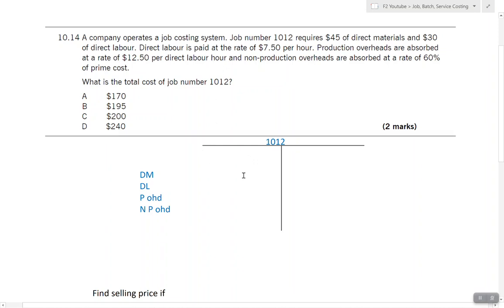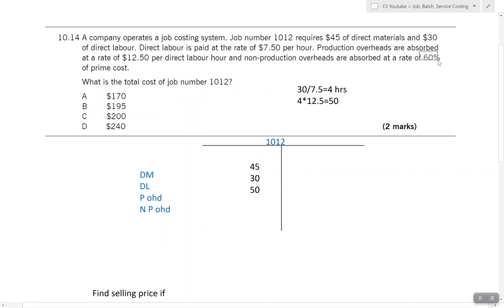Okay, so first things, we have material 45, labor 30, and then production overheads, they said is 12.5 per hour. The cost of labor is given, and then it is said that 7.5 is per hour. That will give us 4 hours used. If I take 4 hours at the rate of 12.5, that will give me the production overheads that is going to be added, which is 50. So 30 divided by 7.5 gives us 4 hours. 4 hours at the rate of 12.5 gives us 50.